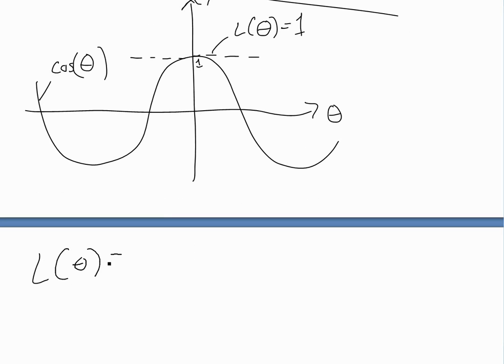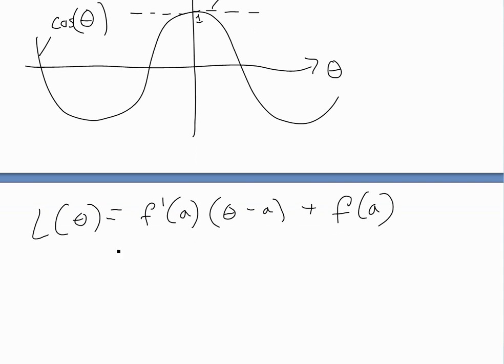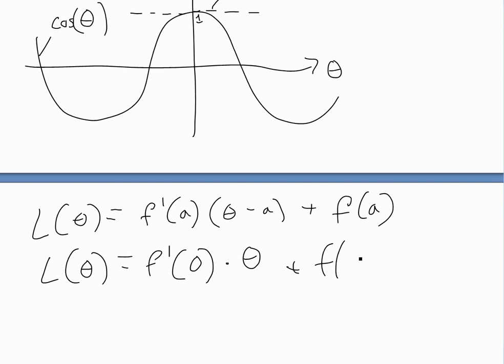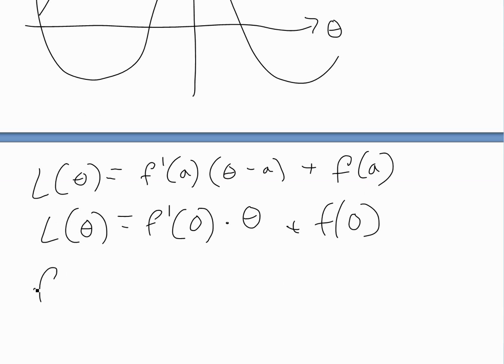L of theta is equal to f prime of a times theta minus a, plus f of a. Well, a is going to be 0. So it's just the equation of a line. In this case, a is 0, so L of theta is equal to f prime of 0 times theta plus f of 0. We know that f of 0 is equal to cos 0, which equals 1.